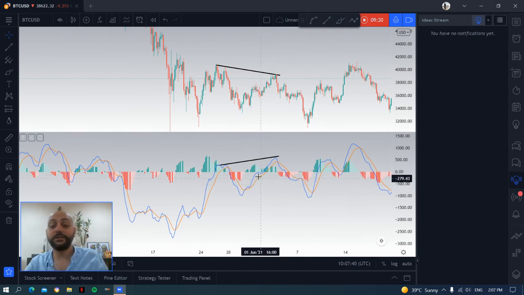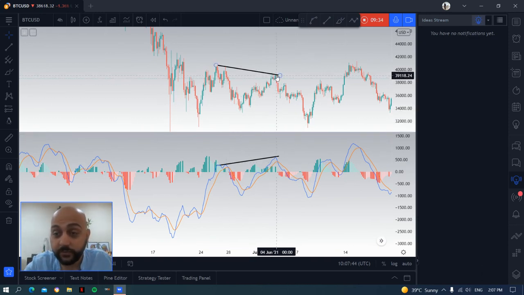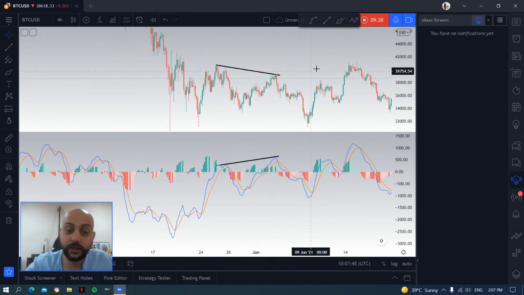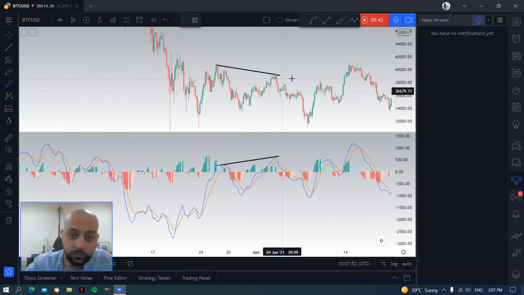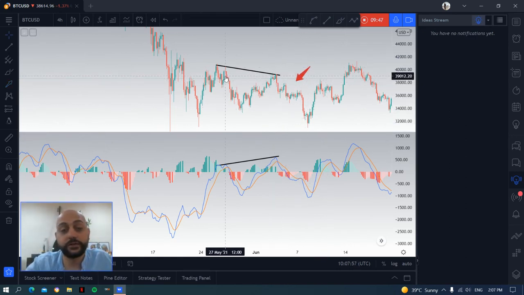And as we can see here on this live example, a reversal did happen. The price actually dropped from 39,000 all the way down to 31,000. Look how the price here dropped. Let me show you. This is basically how a divergence usually works.